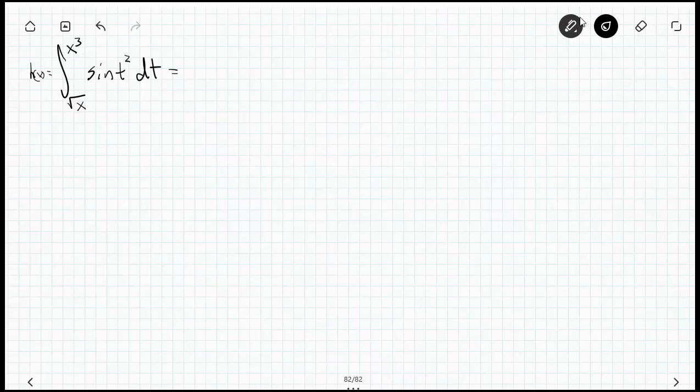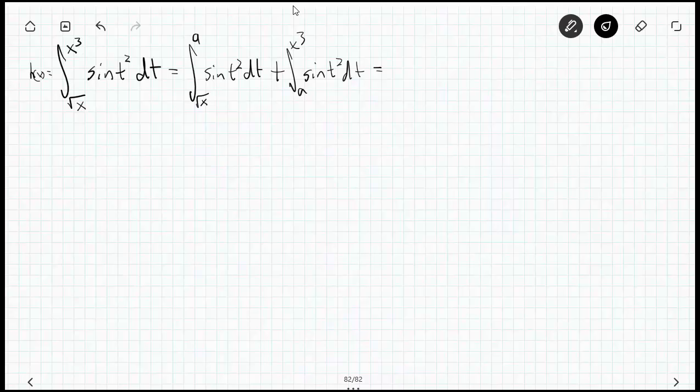And that fancy little trick is, if you recall, I can bust up an integral by inserting an arbitrary constant in between the lower and the upper limit. I can rewrite this integral as the integral from square root of x to a of sine t squared dt plus the integral from a to x cubed of sine of t squared dt. Now again, not allowed to have the a on top. So what I do is I'm going to flip it and put a negative out in front, and then I'm going to use the commutative property of addition to send it over to the other side.